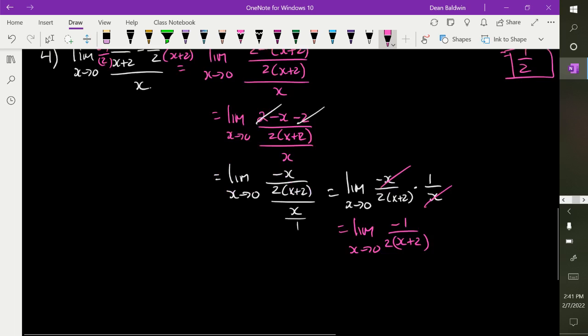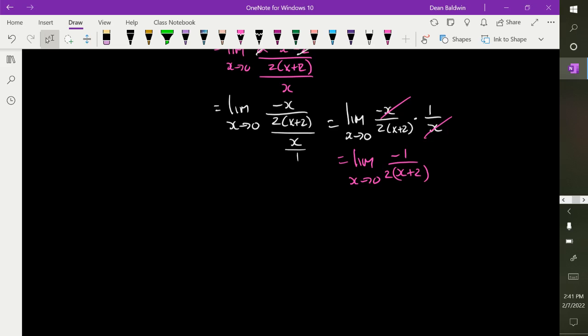The reason this is good is we've removed the discontinuity. The denominator of x has disappeared now, so that I can plug in x equal to 0, and I get negative 1 over 2 times (0 plus 2), which is negative 1/4. All right?